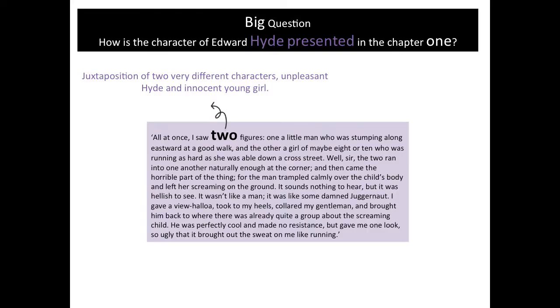So the extract, we're looking at Edward Hyde and how he is presented, so what type of character he is, how does he come across.